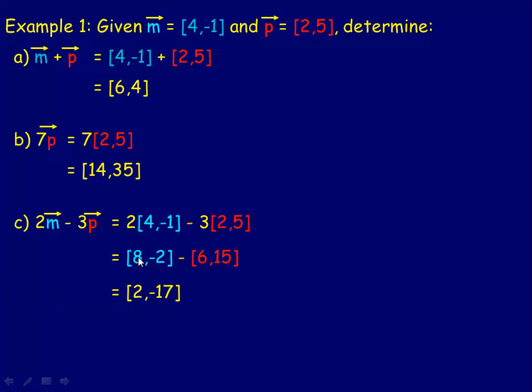And so we subtract. 8 minus 6 is 2. -2 take away 15 is -17. So that's the 2m minus 3p vector.